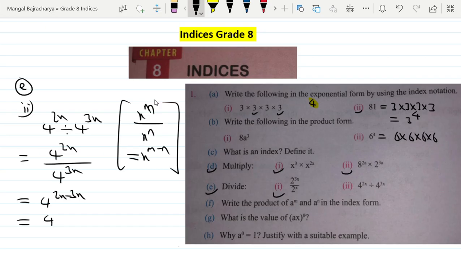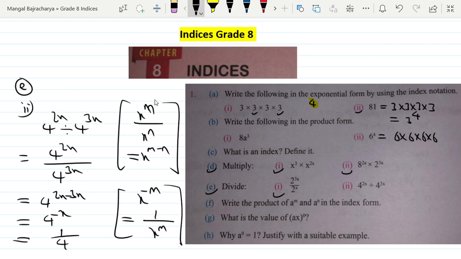3x is greater, so when we subtract, we have to keep the minus, and a negative power has come. The rule for a negative power is that we remove it by taking the reciprocal. So x power minus m we write as the reciprocal of x power m. So for this 4 power minus x, we can write 1 by 4 power x. The first way is this.